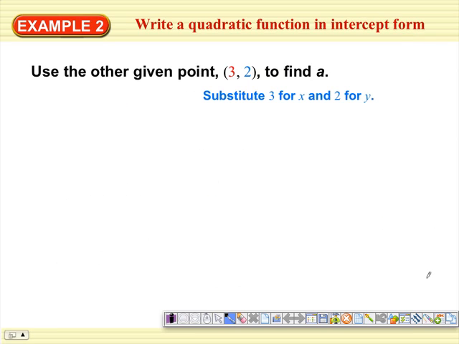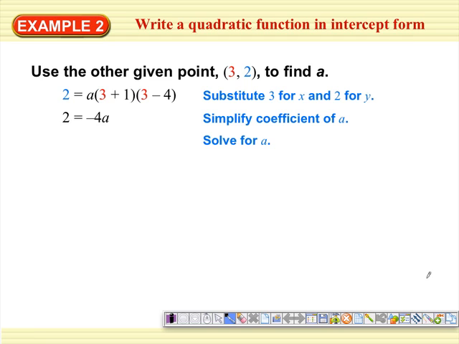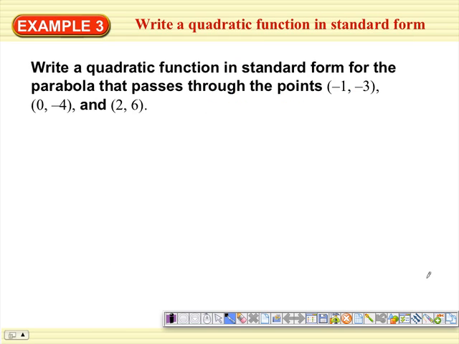Alright, example 3, what do you think it's going to be about? Standard form. Let's do it. Example 3, write this in standard form. Now, you have to look at your information and say, what are they giving me? Do you know what they're giving you? You got three coordinates here.